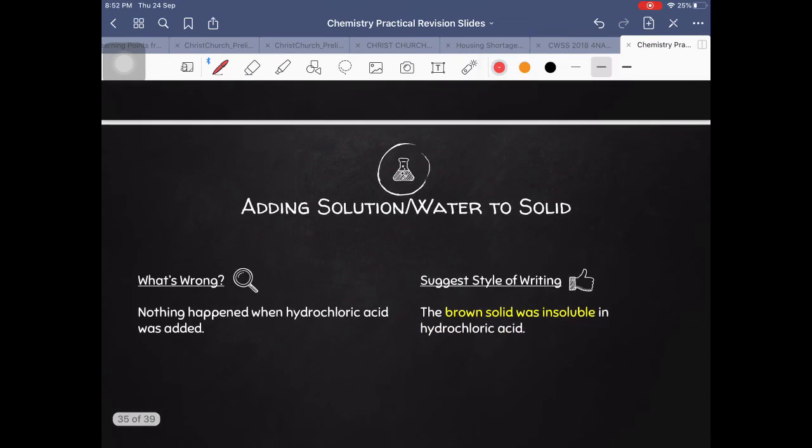For the next example, if the student writes nothing happened when hydrochloric acid was added. If you do not see any observation, you cannot write out nothing happened. What's acceptable would be either no visible change, or no observable change. So you cannot write down nothing happened. Or if the solid remains unchanged, you may write down something like the brown solid was insoluble in hydrochloric acid.